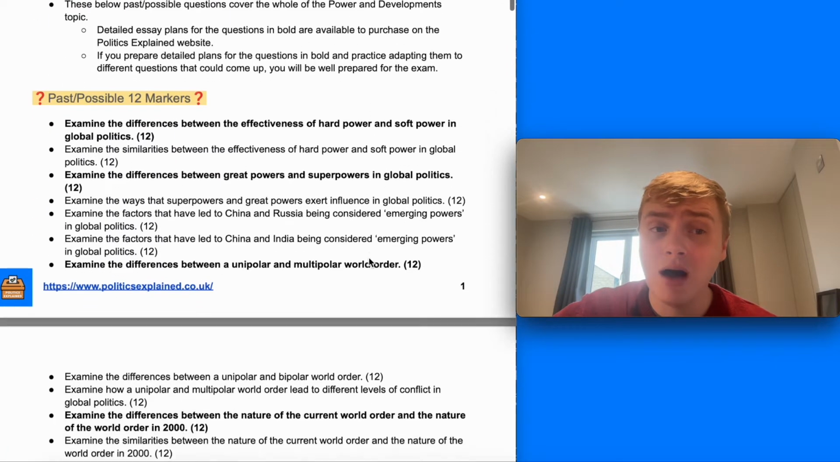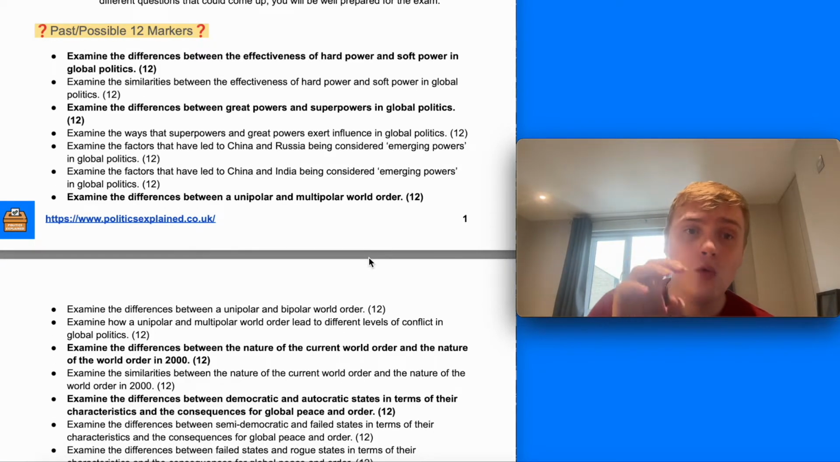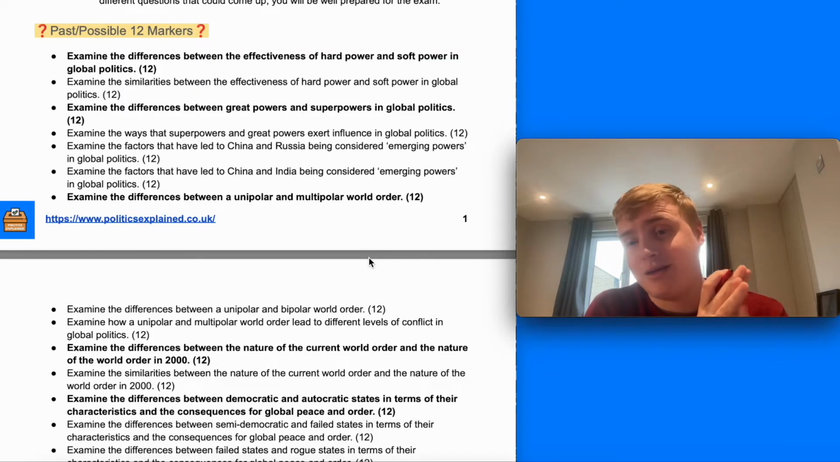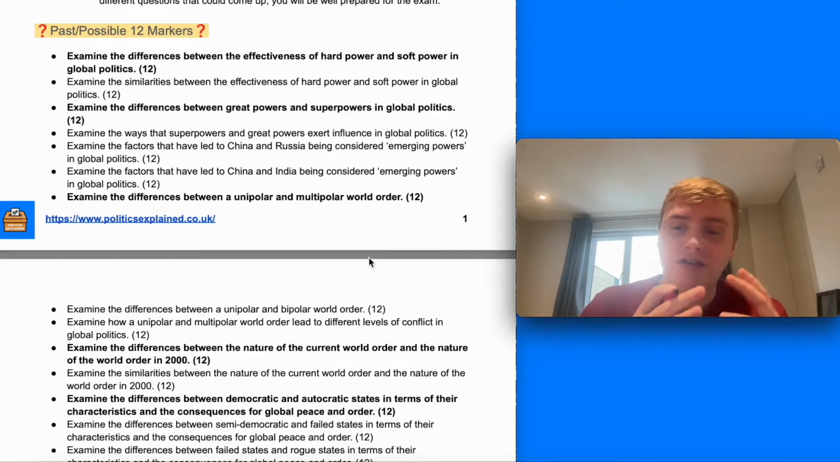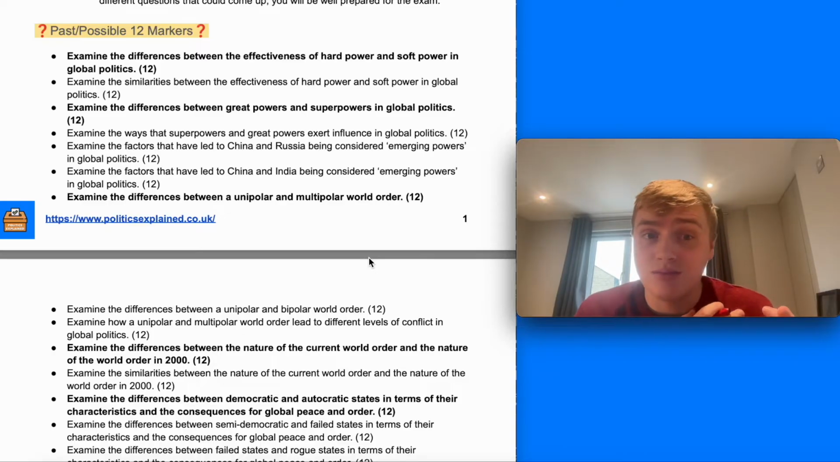In terms of some key 12 markers and 30 markers you could get asked on this in the exam, as I've mentioned in previous videos, all of the questions in bold here cover the whole of subtopic 4, power and developments, and there are 12 marker plans or essay plans on all of the questions in bold, depending on if they're 12 markers or 30 markers, to purchase on the Politics Explained website if you're interested. And if you know the questions in bold well, not only are they quite likely to come up, if you know the content in them well, you can adapt to pretty much any question that can come up and be really well prepared for the exam, as long as, even if you make them yourself, those plans are really, really detailed.